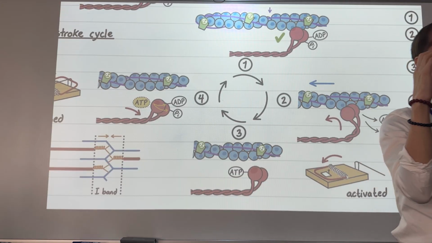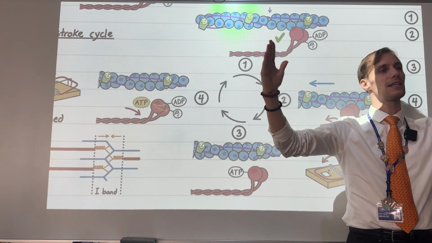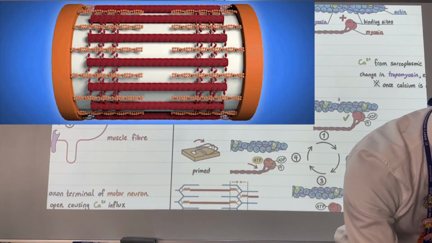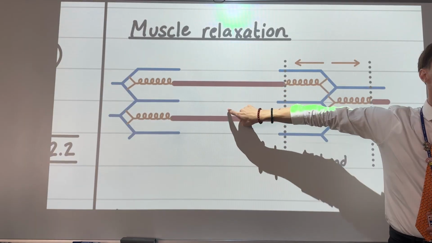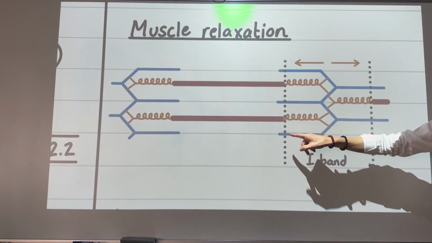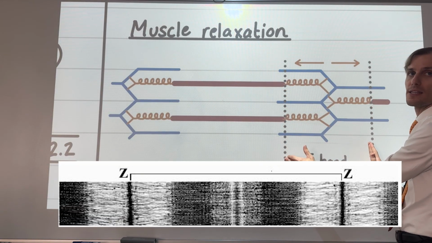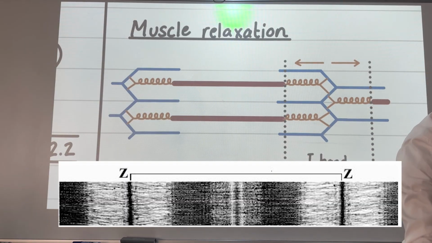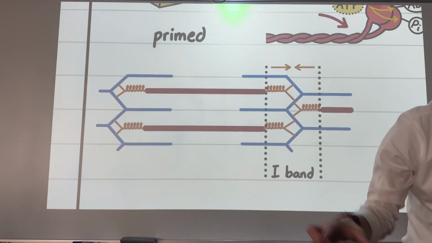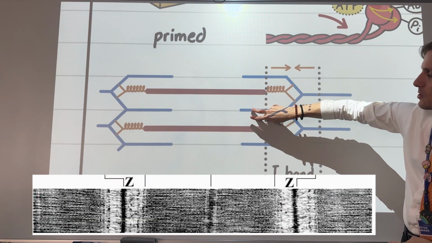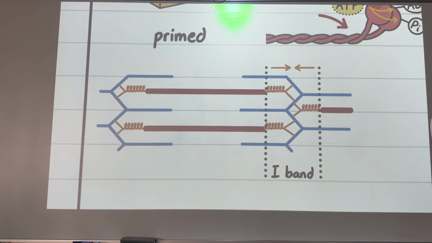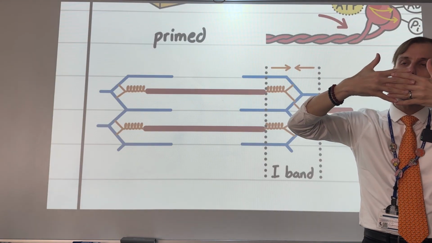New cross-bridge formation, power stroke, over and over and over again. So what you end up getting is this Z line to Z line movement closer and closer and closer. So if you were to compare your sarcomere during relaxation, look at the relative size of the I band. As the Z lines become closer and closer, there's more and more overlap between the actin and the myosin, shortening the I band. So you start to see that the actin and myosin are sliding over each other.